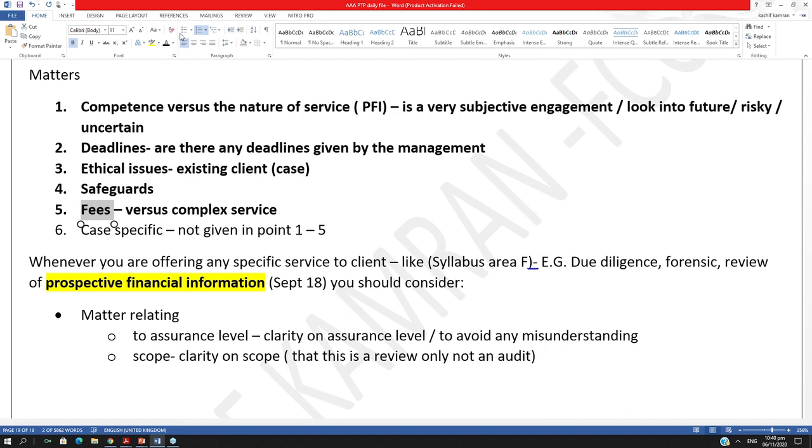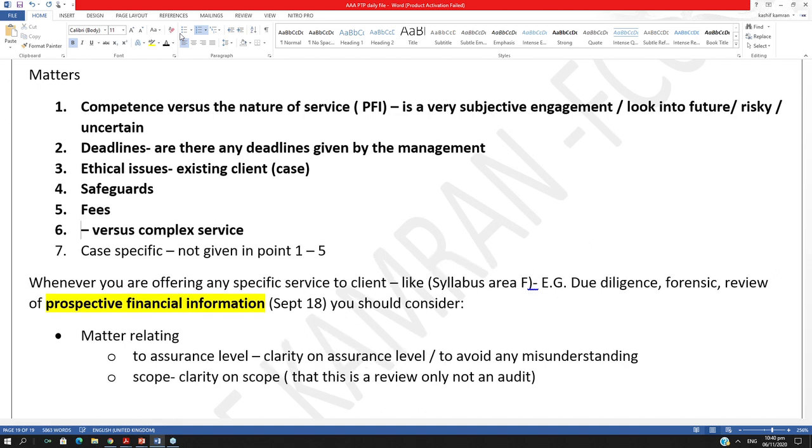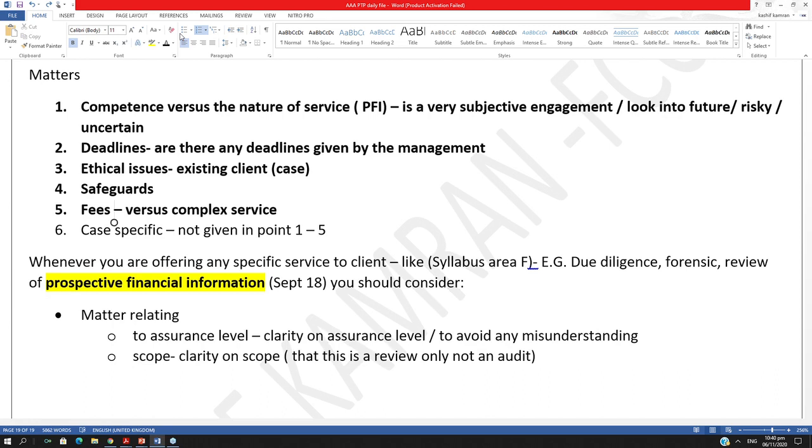So when you are accepting an engagement, you clarify a lot of matters, and those matters later get into an engagement letter. Do you believe you should be discussing matters relating to assurance level? Should you be discussing matters relating to the scope when you're offering? Should you also discuss points relating to the intended users? Should you ask management who are the intended users of PFI?